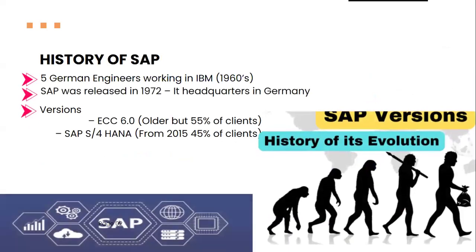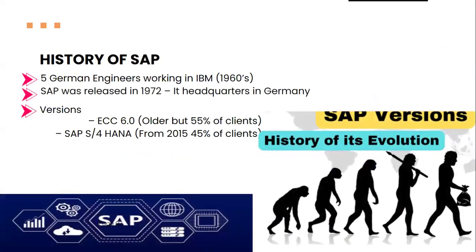Now let us see the history of SAP. SAP was developed by five German engineers. They were with IBM in the 1960s. They are ex-IBM employees; they came out of IBM and started a company called SAP. It was released in 1972, which means more than 50 years. So SAP has been in India and in the world for more than 50 years. This is the number one position.